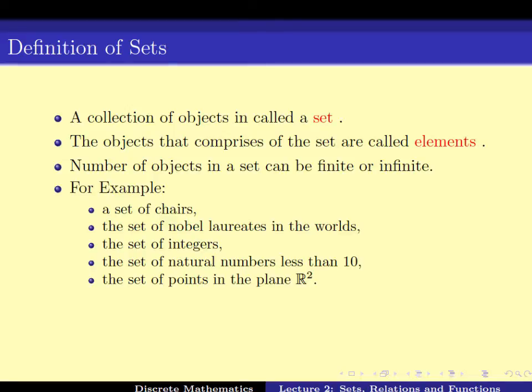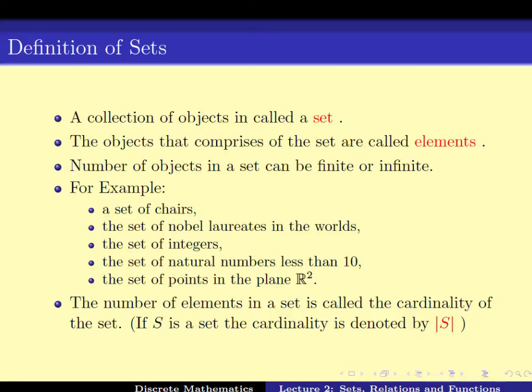For example, I can say a set of chairs, or the set of Nobel laureates in the world, or the set of integers, or the set of natural numbers less than 10. So this comprises 1, 2, 3, 4, 5, 6, 7, 8, 9, or the set of points in the plane R2. Note that the set of integers and the set of points in the plane R2 are actually infinite sets, meaning the number of elements in this set is infinite. So we can have sets which are finite or sets which are infinite.